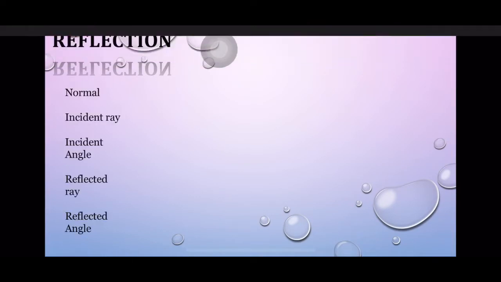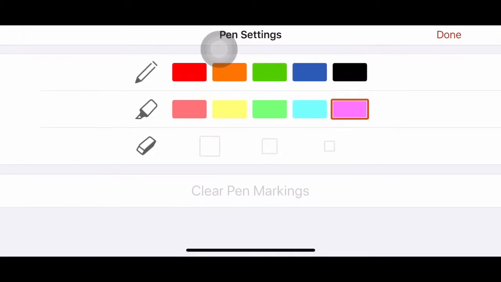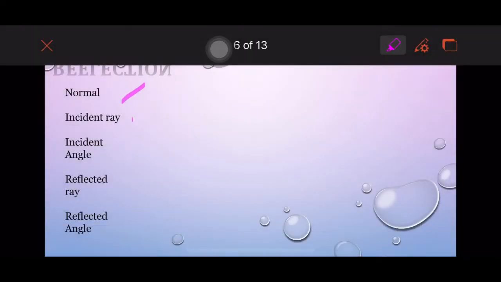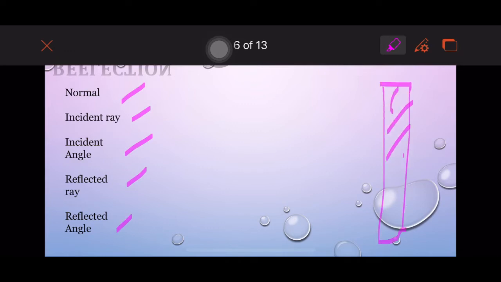Here are the words that we need to know about reflection. So we have normal, incident ray, incident angle, reflected ray, and reflected angle. After I discuss this, you have to write the definitions in your notebook. So let's say we have a barrier over here, and we're going to draw a normal line. The normal line is an imaginary line perpendicular to the reflecting surface.